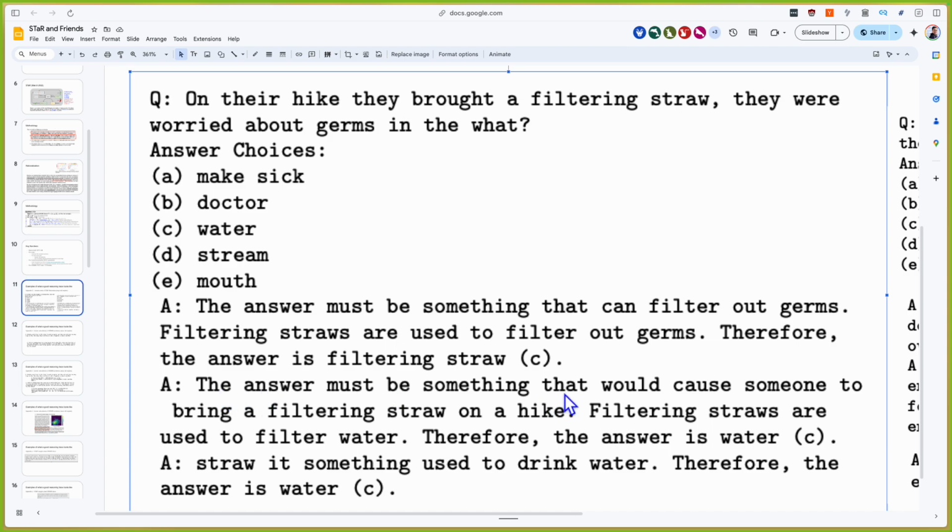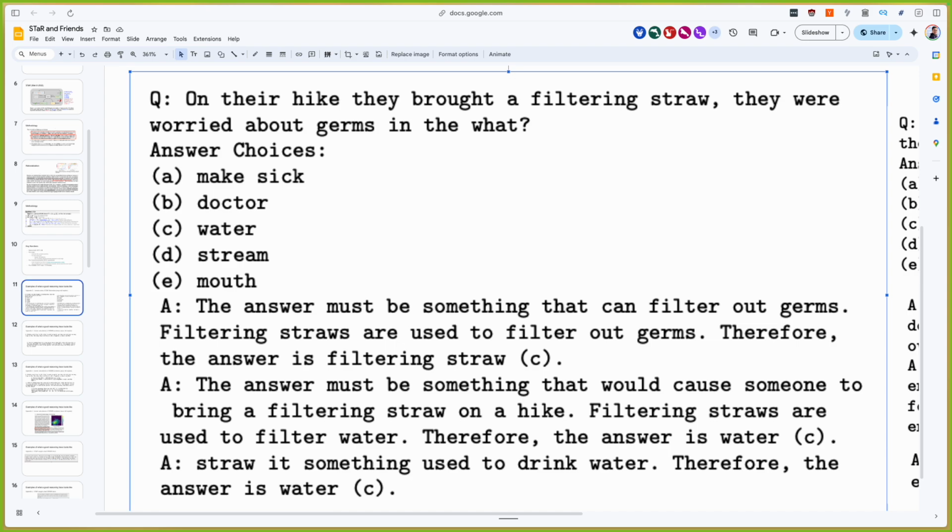B: the answer must be something that would cause someone to bring a filtering straw on a hike. Filtering straws are used to filter water. Therefore, the answer is C. This is a good reasoning trace. The last answer, there's a typo here: straw is something to use to drink water. Therefore, the answer is water, C. Right? So which is the best?